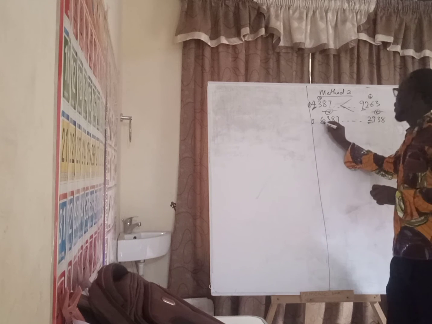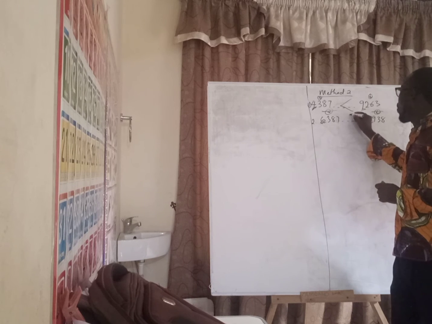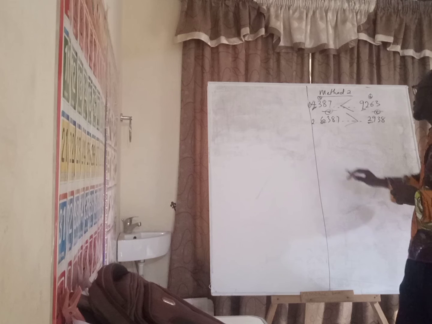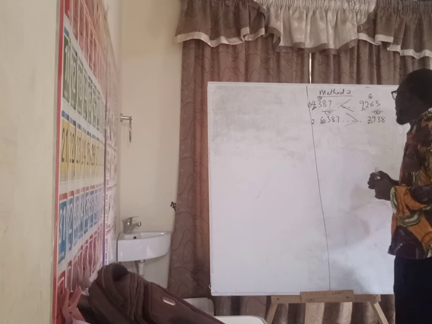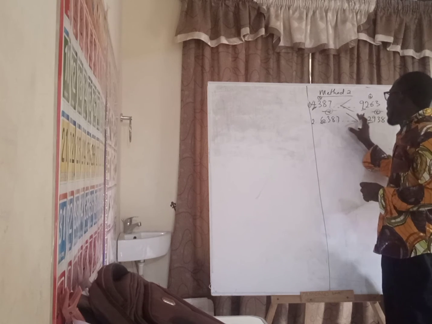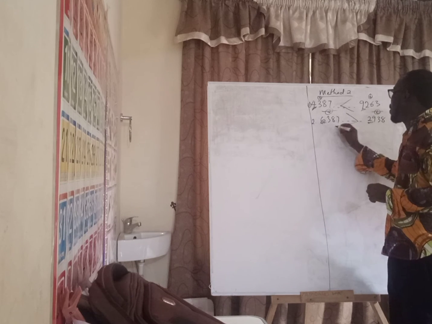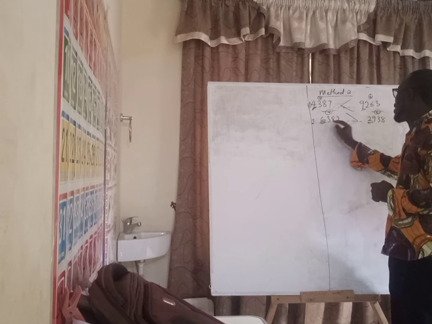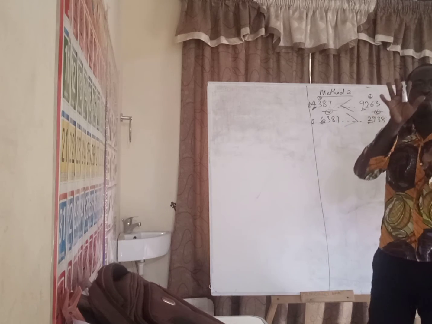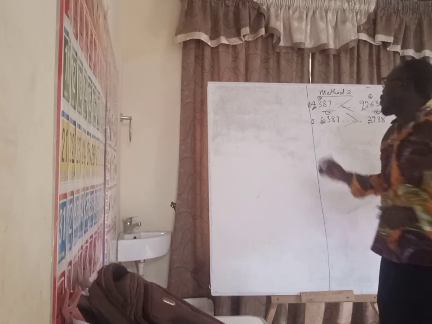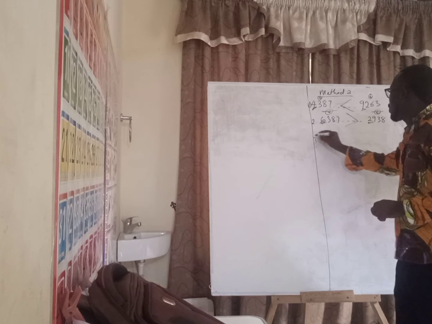Okay, so 6 is bigger than 2, and so the mouth of the shark opens widely towards the bigger meat. If the meat is small, the mouth of the shark will just open slightly and just swallow it. But because 6,387 is a big meat, the mouth of the shark will open widely to swallow the bigger thing. Okay? On this note, I want you to do more examples, practice more, and then get to know more.